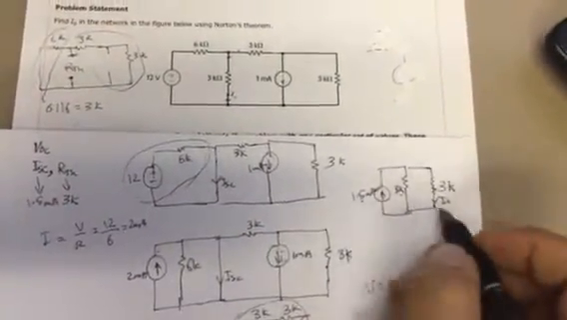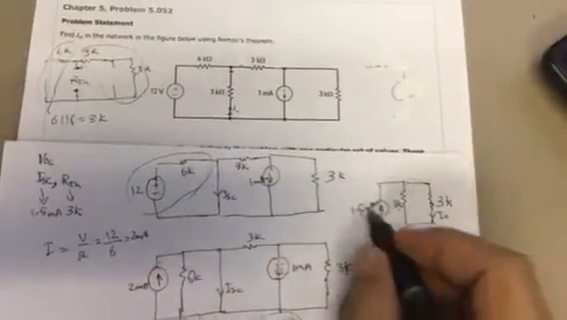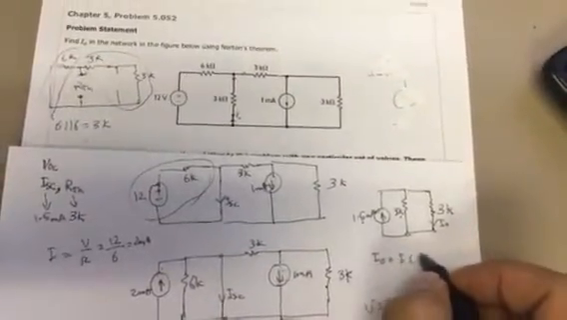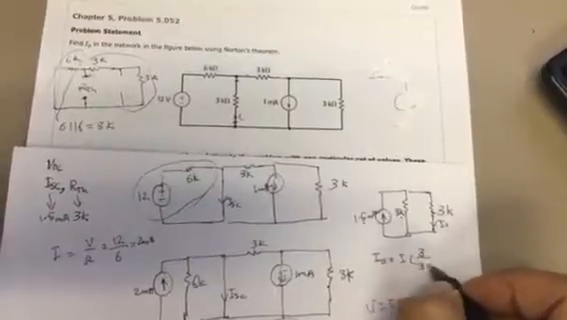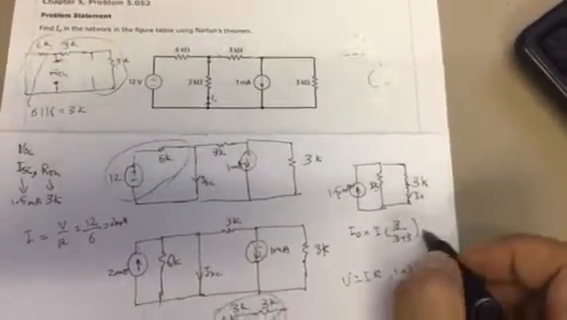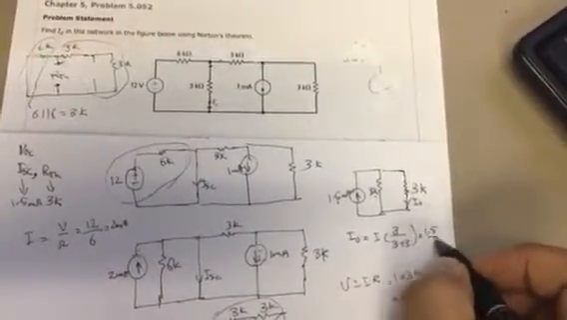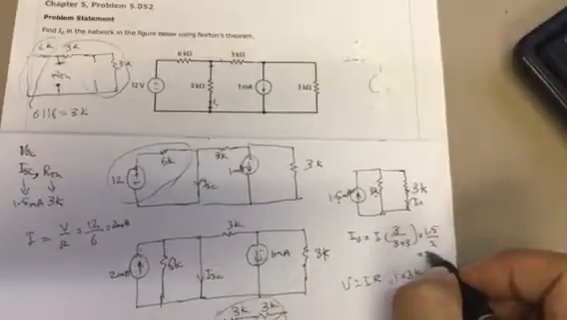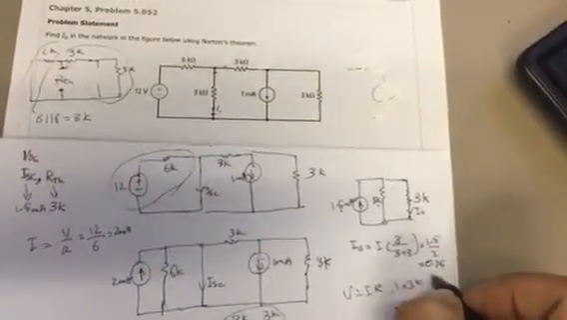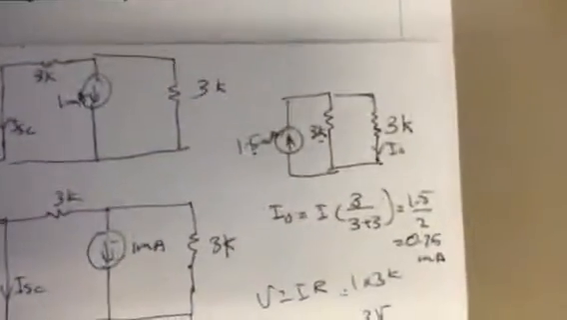So my current that is going to the I0 is I times 3 over 3 plus 3. This is the current division as we had in parallel circuits. So this is going to be half of the 1.5, 1.5 over 2, which is 0.75 milliampere. So this is the final circuit.